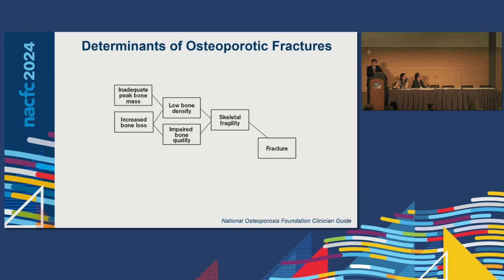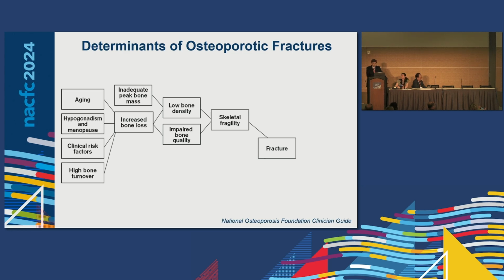Now, when thinking of fractures in general, one has to think about several factors. Skeletal fragility is one, and contributing to skeletal fragility is low bone density, as I showed you, but also impaired bone quality. And then there is accelerated bone loss that can lead to both of these, and inadequate peak bone mass, which will be relevant to cystic fibrosis, and we'll cover in more detail. Of course, aging, hypogonadism, menopause, other clinical factors, and high bone turnover lead to accelerated bone loss. In clinic, we also have to think about mechanisms of fracture in some cases. Is there excessive bone loading, falls, or certain activities that predispose to fractures?